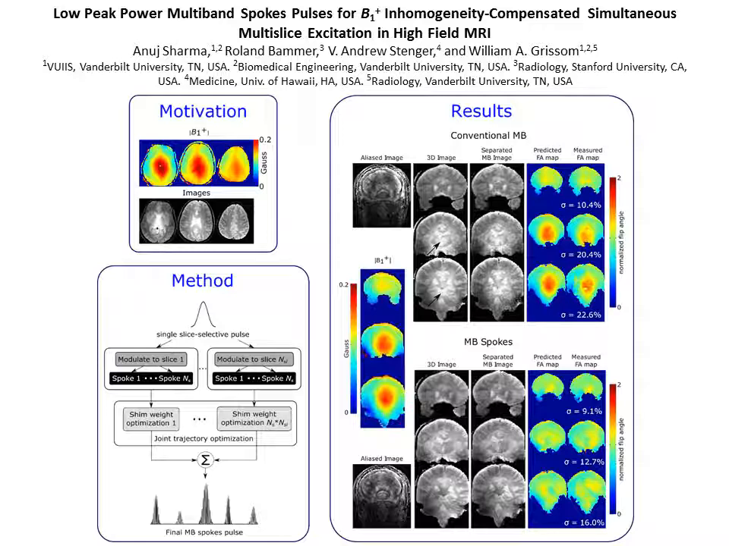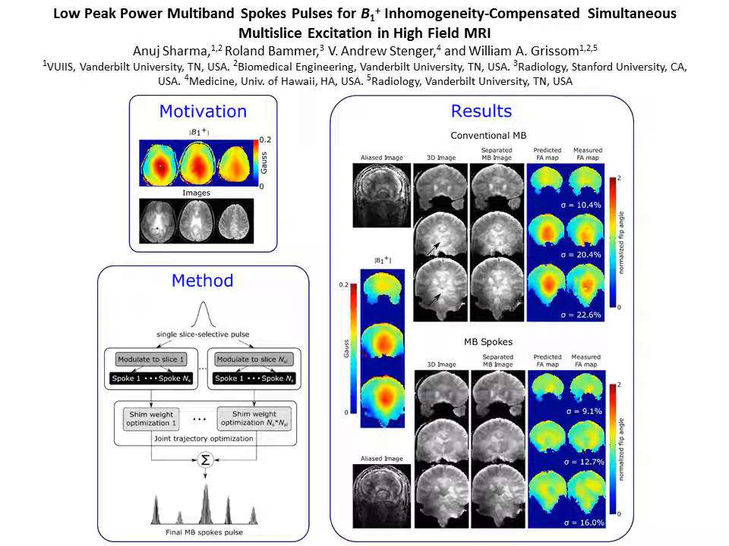And for all the slices, jointly optimize the placement of the spokes in excitation k-space, which corresponds to optimization of the excitation k-space trajectory traversed by the multiband spokes pulse. To reduce the overall peak power of the spokes pulse, optimal slice phases were determined.